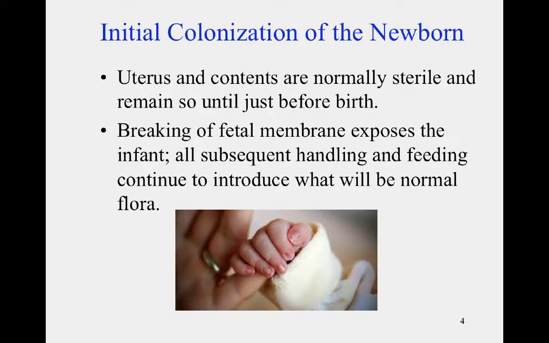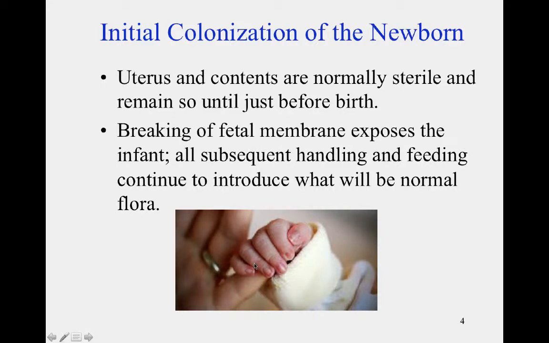Now, when do we actually start to become colonized with the normal, healthy microbiota? It's actually just before birth. So the uterus, as the fetus is developing in the womb, and the contents are normally sterile, but the breaking of the fetal membrane will expose the infant. As the infant passes through the birth canal, that's when the colonization of the normal microbes begins. And all subsequent handling and feeding continue to introduce what will eventually populate the body in the form of the normal commensal microbiome.